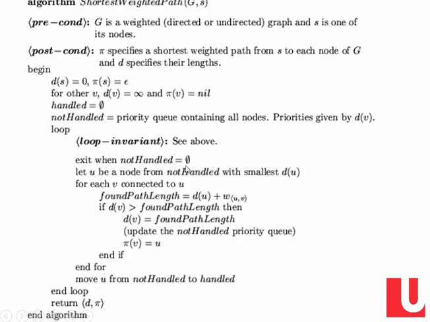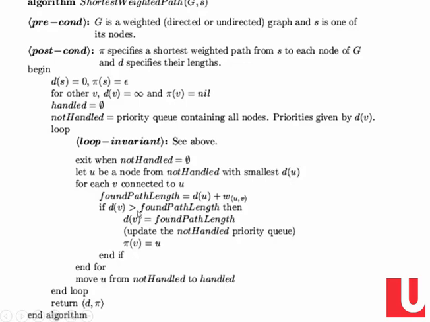Otherwise, you take the u from not handled that has the smallest d value, and you handle it. How do you do that? For every v connected to u, you calculate the newfound path. What's the length of the newfound path? It's the length from S to u plus the weight of the edge from u to v, right? And then you see if the found length is better than the current length, then we update. We update the d and we update the pi, right?